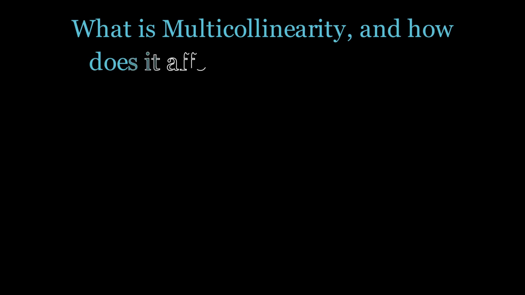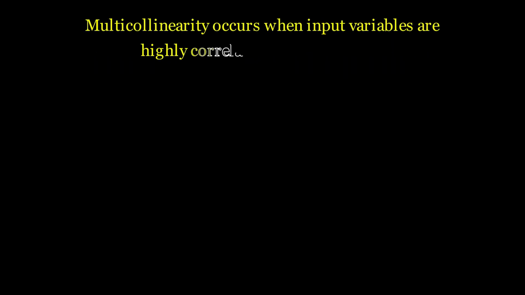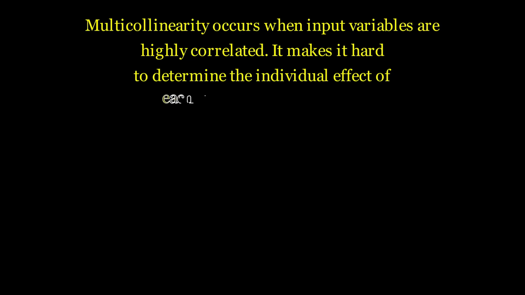What is multicollinearity and how does it affect linear regression? Multicollinearity occurs when input variables are highly correlated. It makes it hard to determine the individual effect of each variable and can lead to unstable predictions.